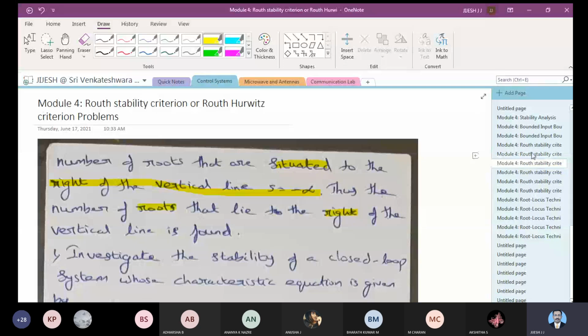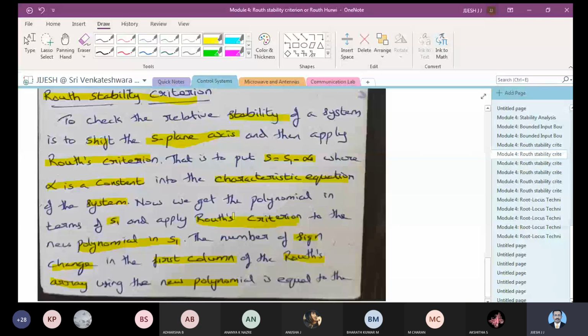What you can see here is a characteristic equation like s raised to n plus a(n-1) s raised to n minus 1, and so on, plus a naught is equal to 0. If you are not able to find out the stability of the system by the Routh stability criterion, then you may try to shift the s-plane axis by substituting s is equal to s1 minus alpha. Alpha will be a constant.